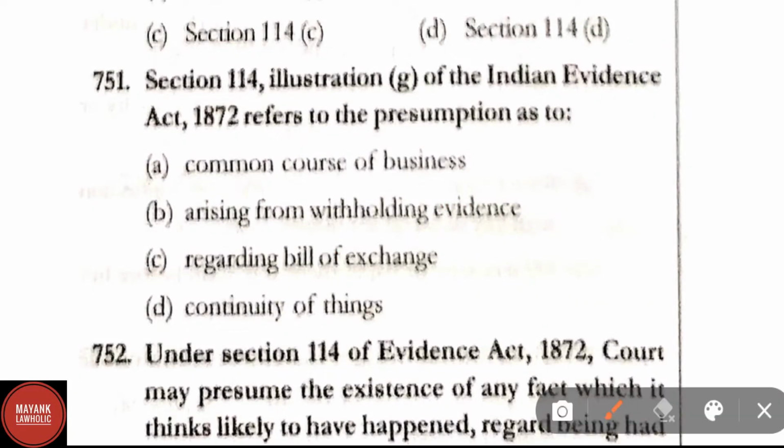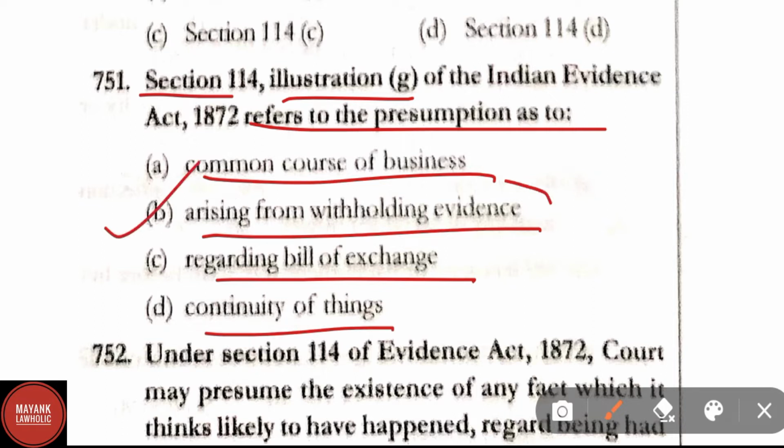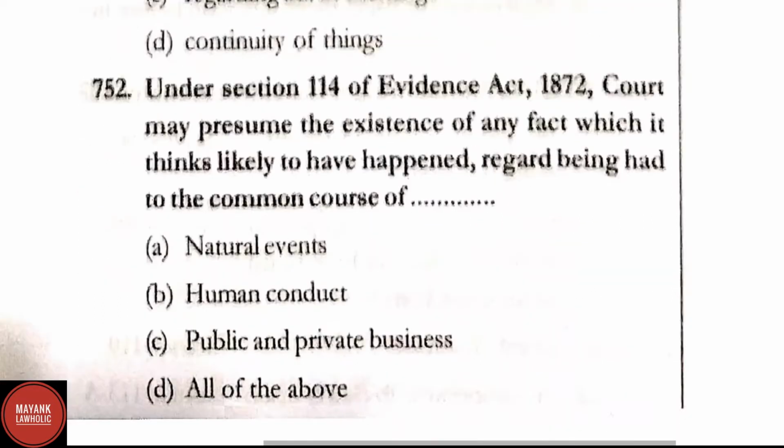Question number 751. Section 114 illustration G of the Indian Evidence Act 1872 refers to the presumption as to: A, common course of business; B, arising from withholding evidence; C, regarding bill of exchange; and D, continuity of things. Here the correct answer is option B, that is arising from withholding evidence.